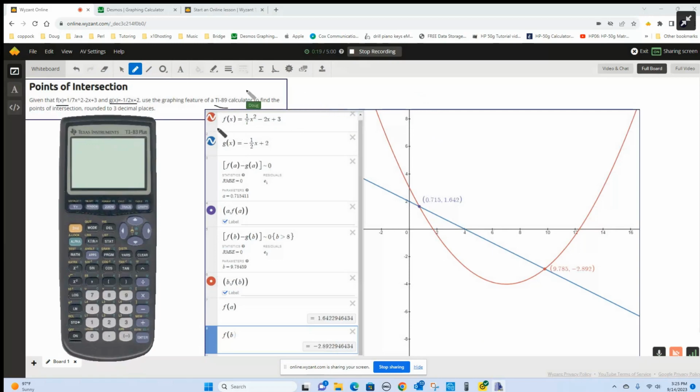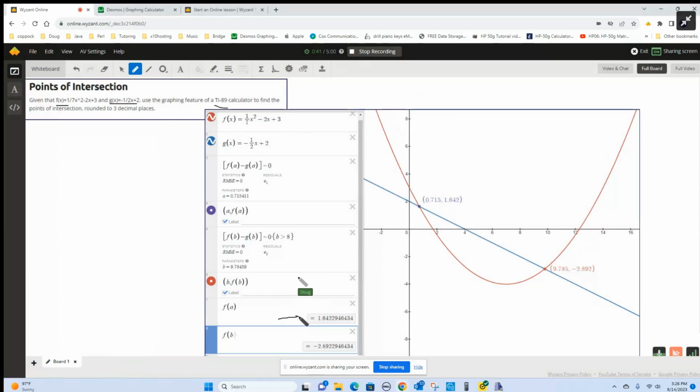Here are the answers, which this picture came from a graph on Desmos. F of x is this upward opening parabola, and g of x is this linear function, and the points of intersection look like they're about 0.715, 1.642. Here are more precise answers for f of a and f of b. There's your a, there's your b.